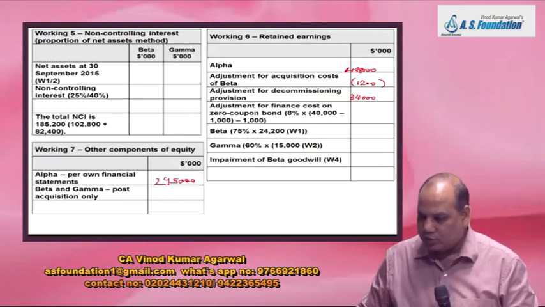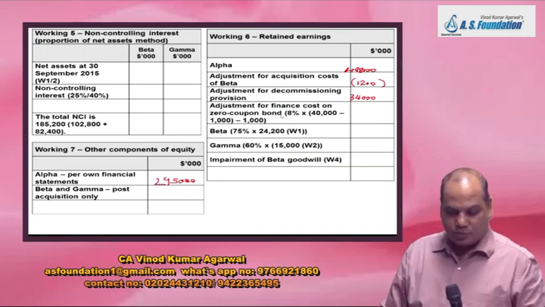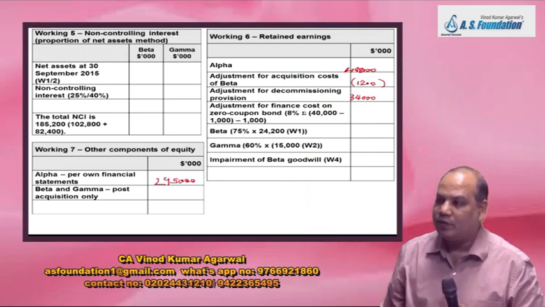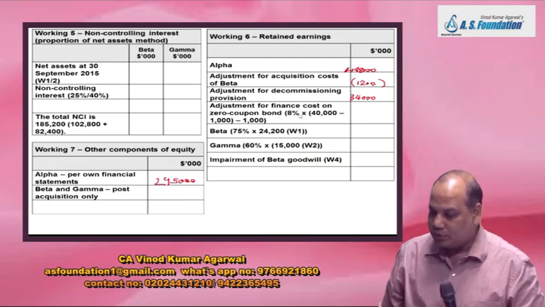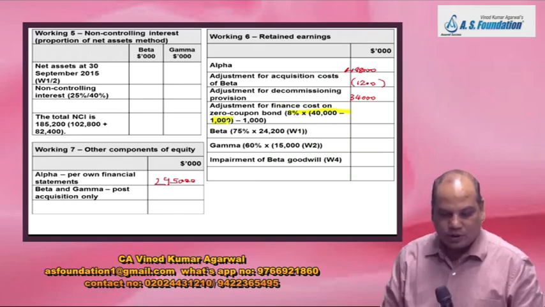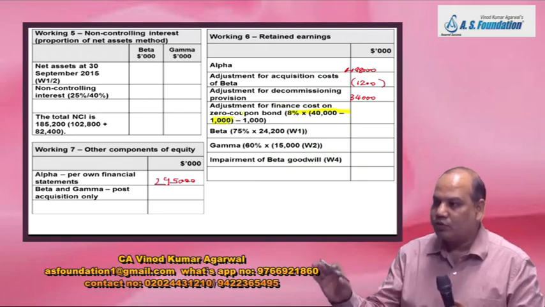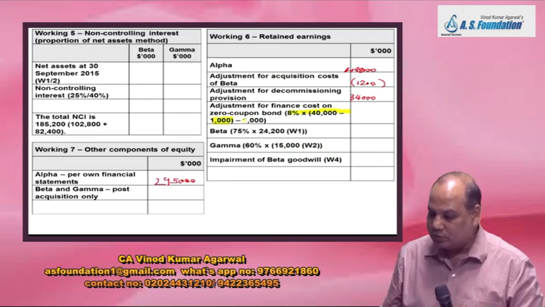In this retained earning working note, fourth line on the screen, adjustment for finance cost on zero coupon bond. Because this bond does not specifically pay any coupon, but it will be redeemed at a premium. Effective rate is 8%. So this company should have charged 8% of 39,000, which we had discussed at that time. How much was that amount? 8% of 39,000? 3120. This is what they should have charged. But what these people have done, only that issue expenses 1,000 have charged.